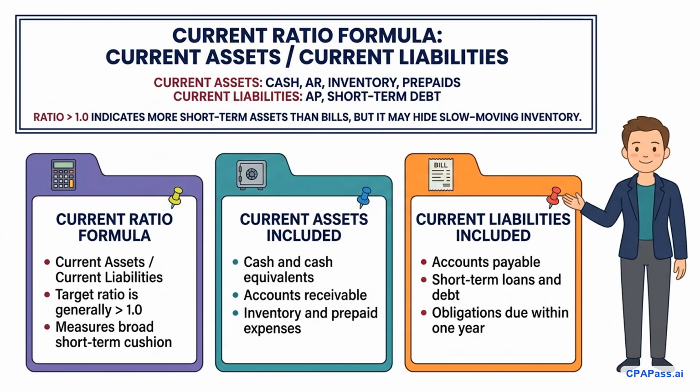A current ratio above 1.0 indicates a company has more short term assets than short term obligations, which generally suggests a healthy cushion. However, this ratio can be deceptive. It treats all current assets equally, potentially hiding highly illiquid assets like slow moving inventory that cannot be quickly converted to cash to pay immediate bills.